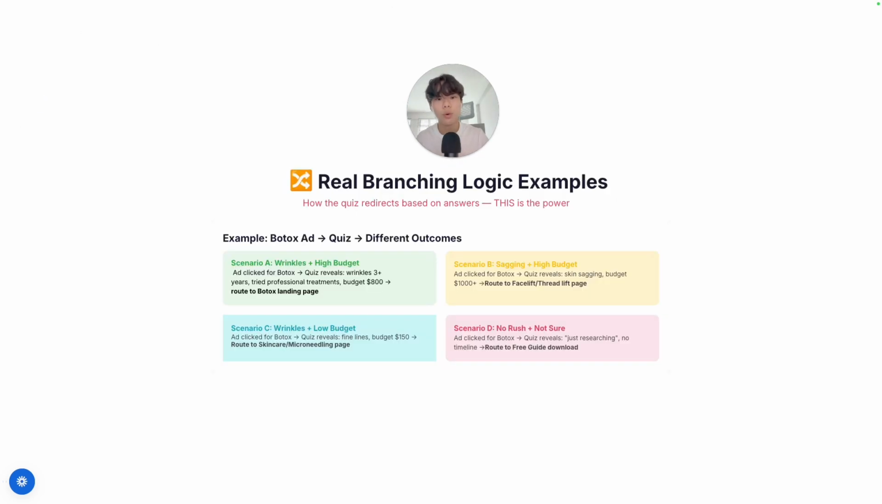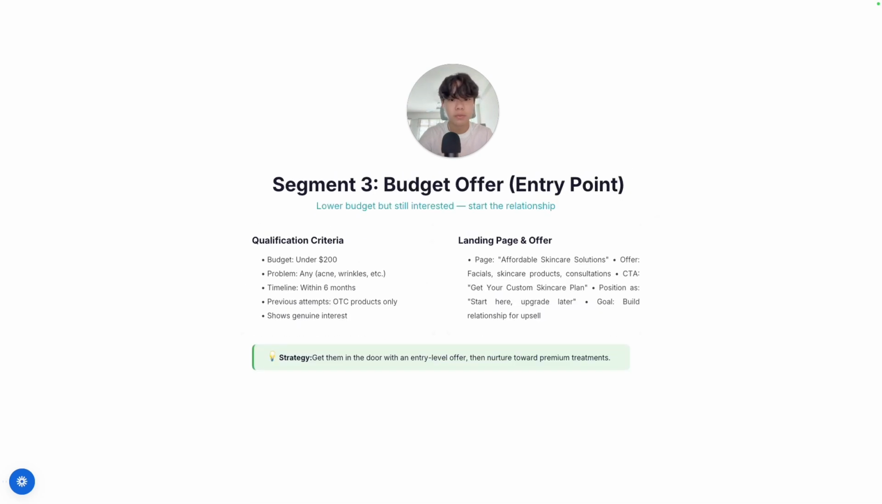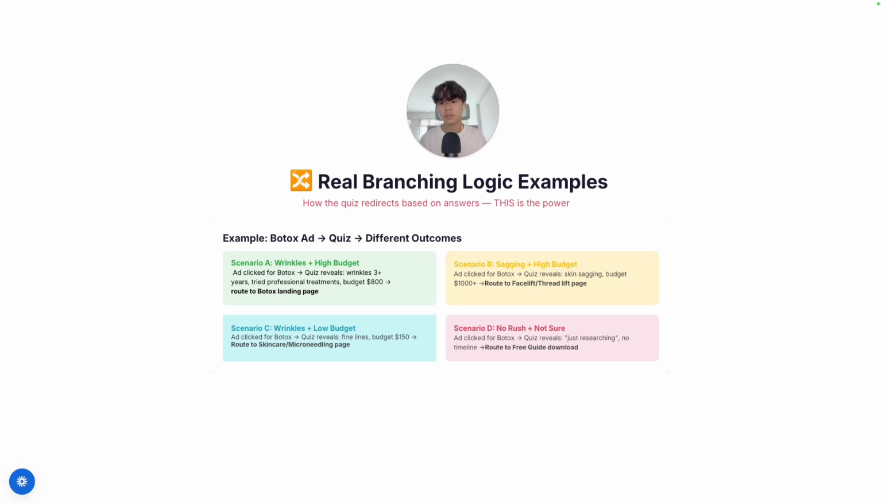Okay, so now let's go over some examples of how you can use the specific segments we've talked about previously, segments 1, 2, 3, and 4. Let's go through it quickly. Scenario A. Someone clicked on the ad. The quiz reveals that they have wrinkles. They have had it for 3 years, and they have tried some professional treatments. Their budget is $800. This is the perfect lead, a hot lead, a high quality lead. Route them to a Botox landing page.